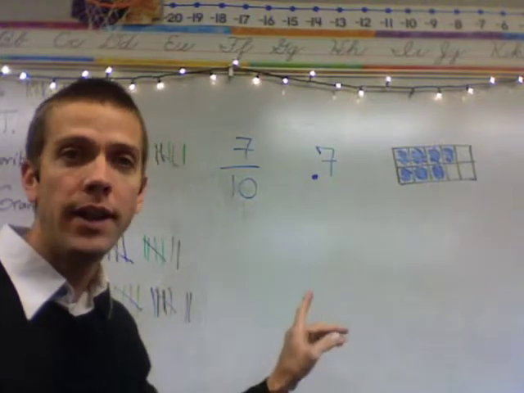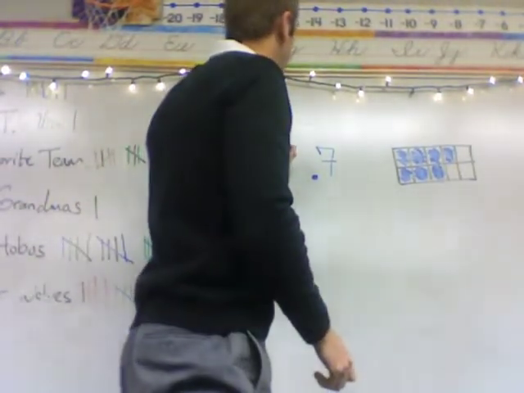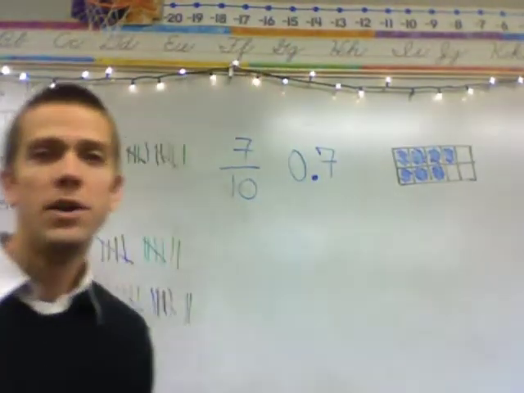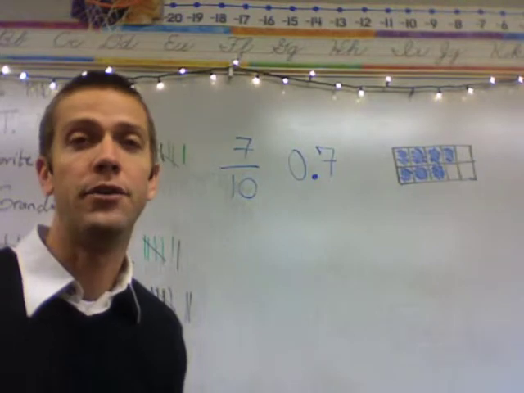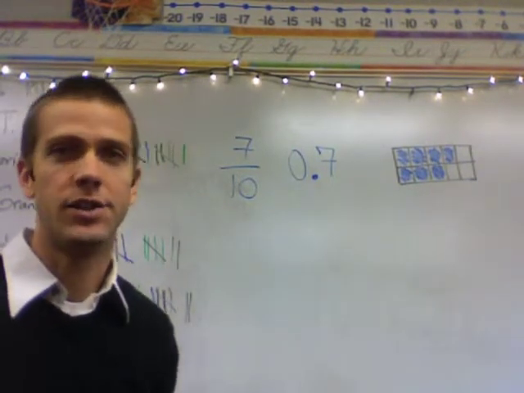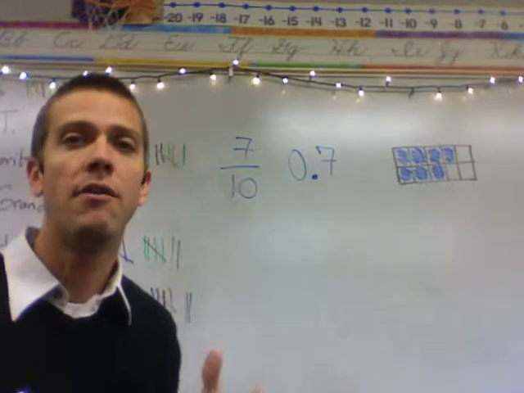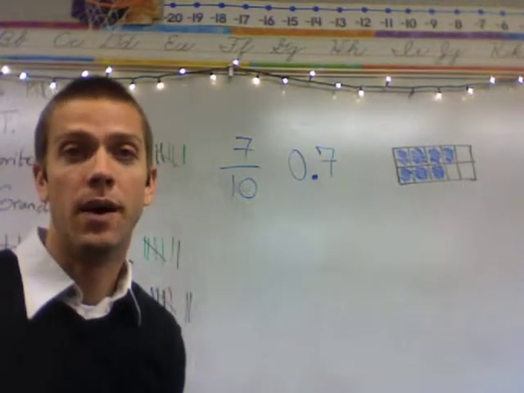Now that written like that is correct. You could also put a 0 before the decimal, which traditionally many do to show that there are no whole numbers to this. There's not a 1 in 7/10ths or a 2 in 7/10ths. There's just 7/10ths. We don't even have a whole. That whole thing is not shaded yet. That would be a 1.